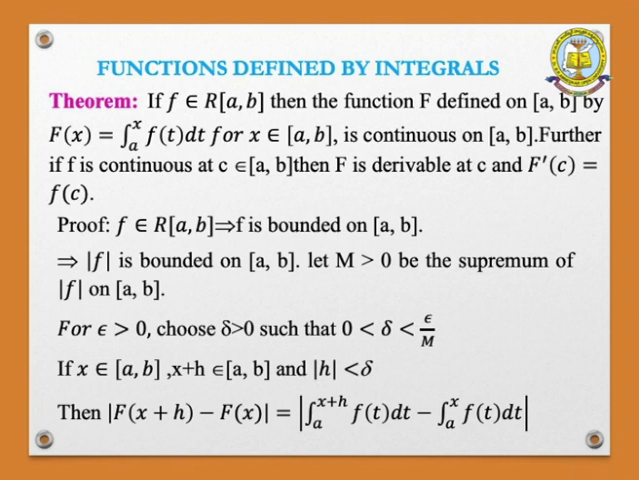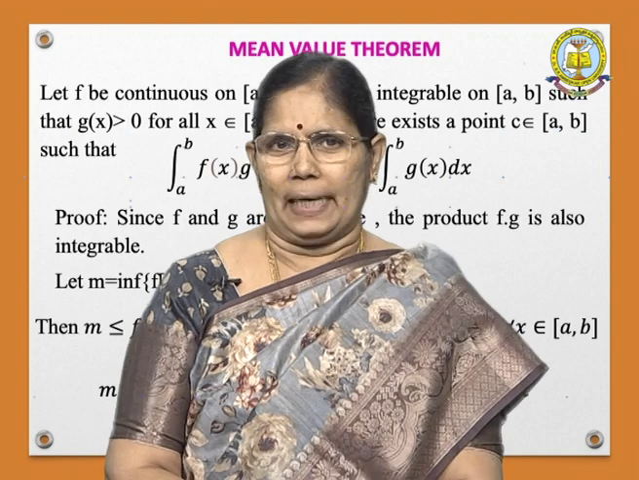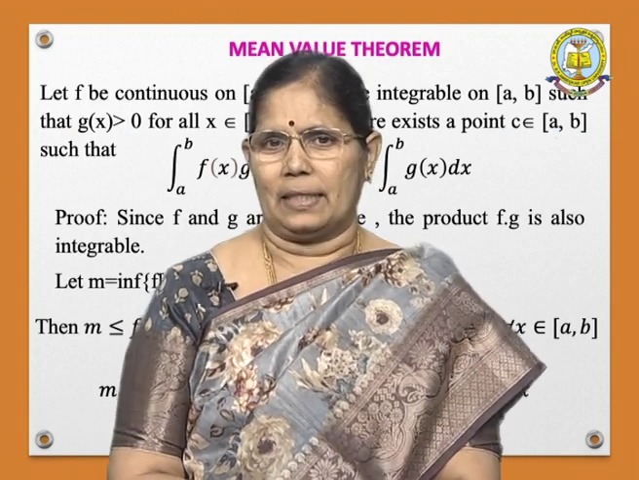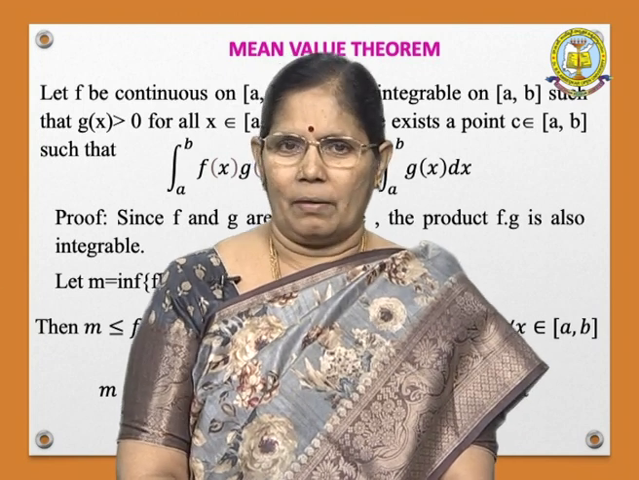With the help of this theorem, we are going to define the primitive of a function f. Suppose f belongs to R[a, b], that means f is Riemann integrable on [a, b]. What does it follow? Every Riemann integrable function is bounded on [a, b]. What do you mean when you say that a function is bounded? When mod f of x is less than some real number k. That means, whenever f is bounded on [a, b], mod f is also bounded on [a, b]. Let capital M be the supremum of mod f. Then choose a delta such that 0 is less than delta, less than epsilon by M. Why are we taking this?